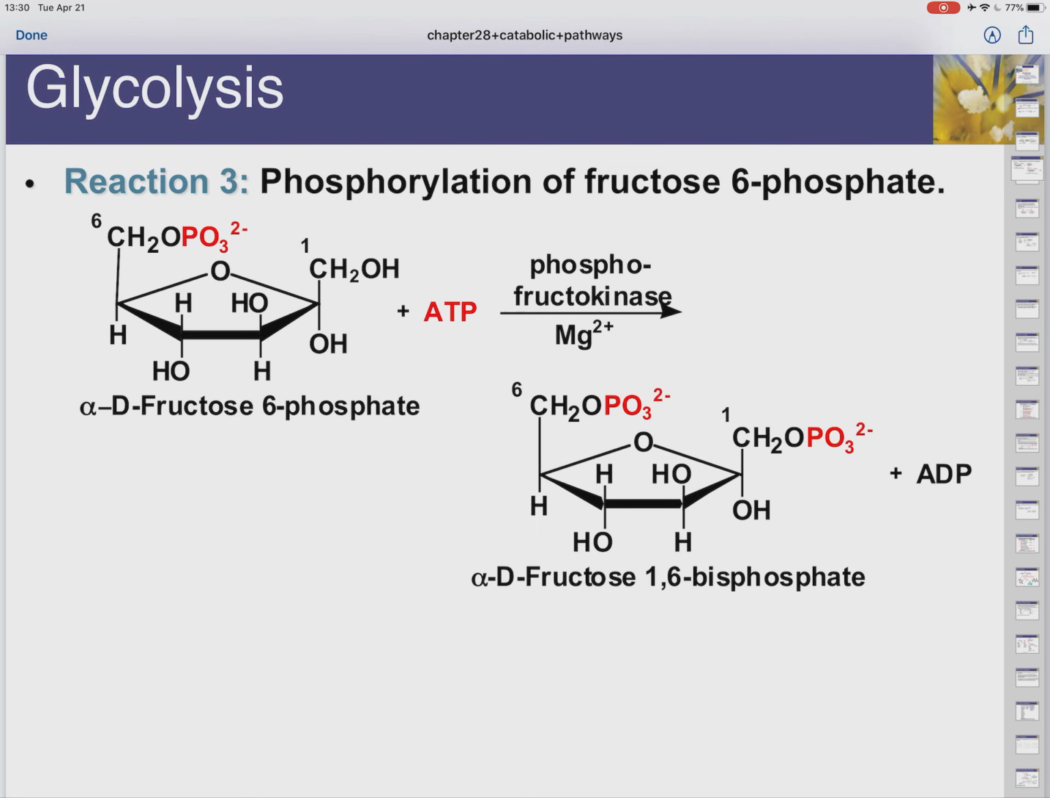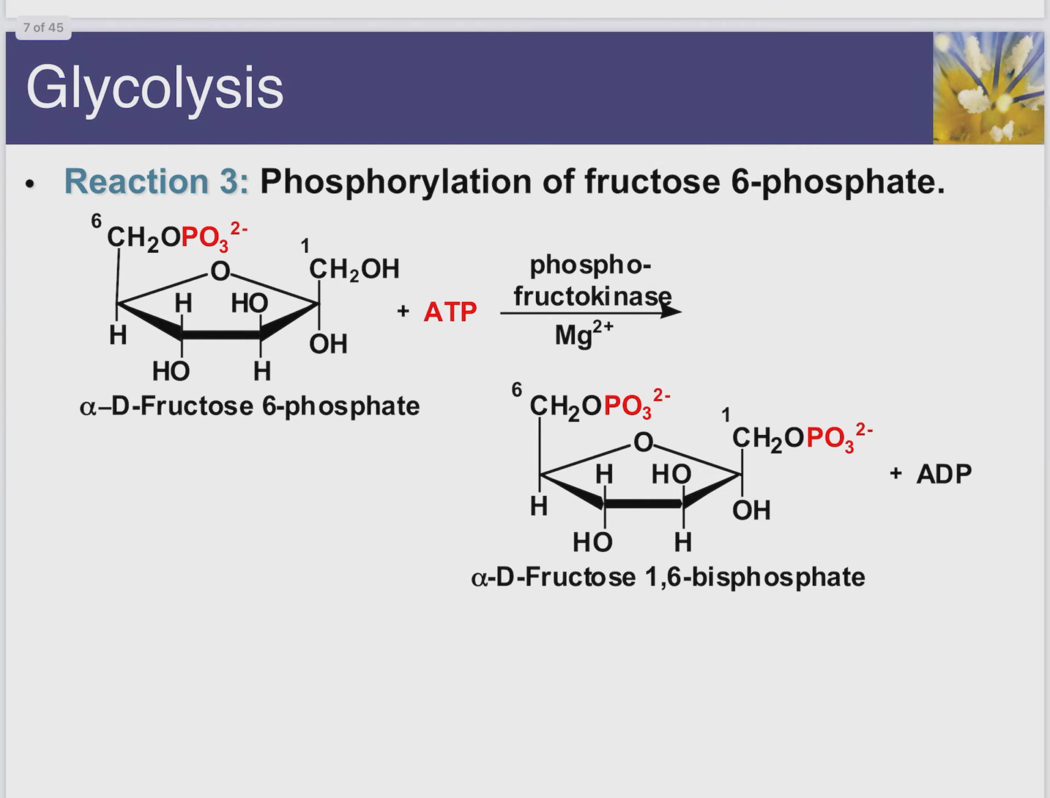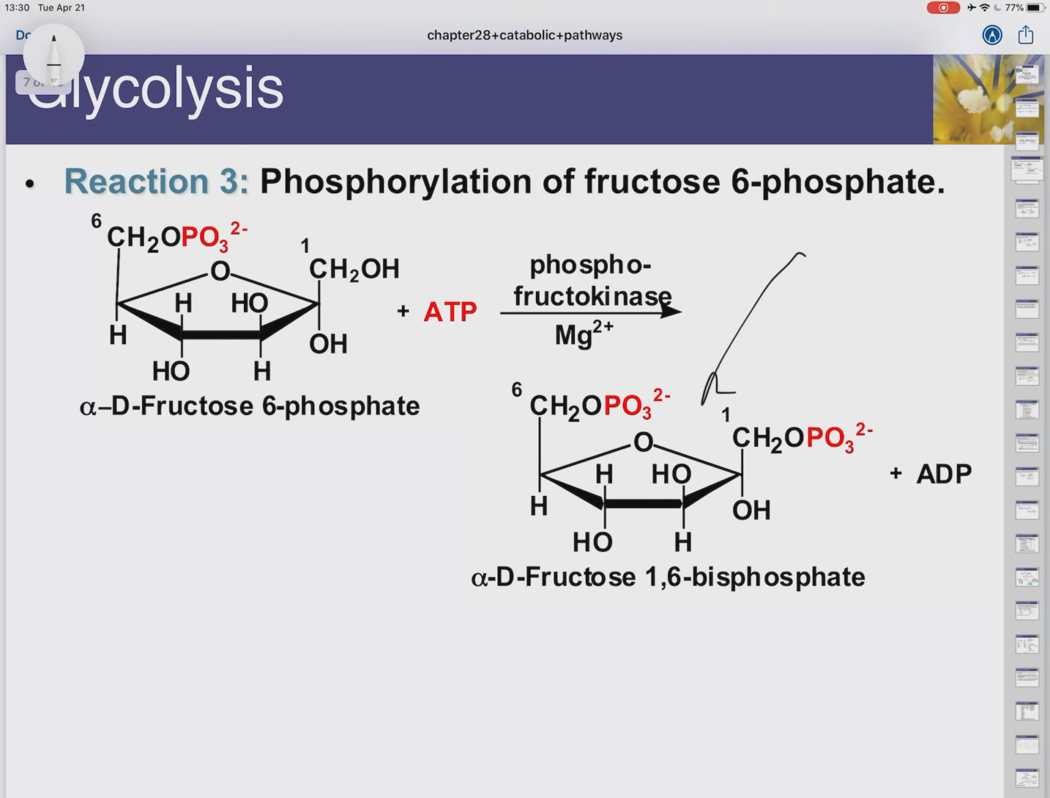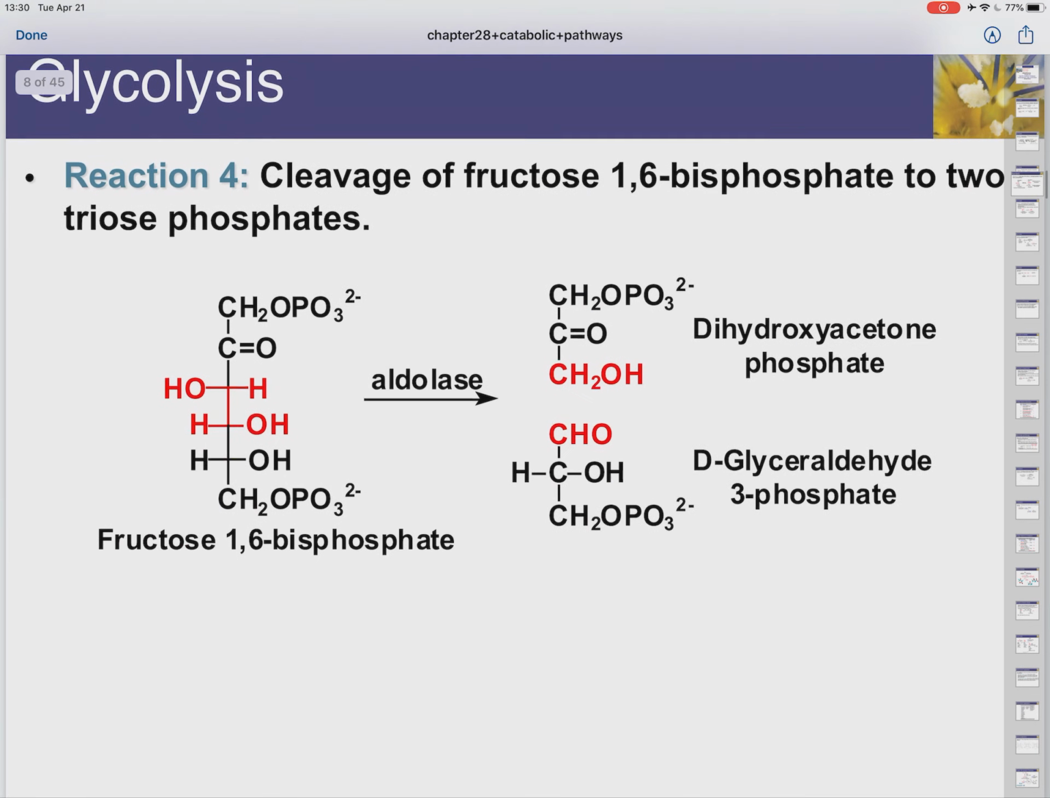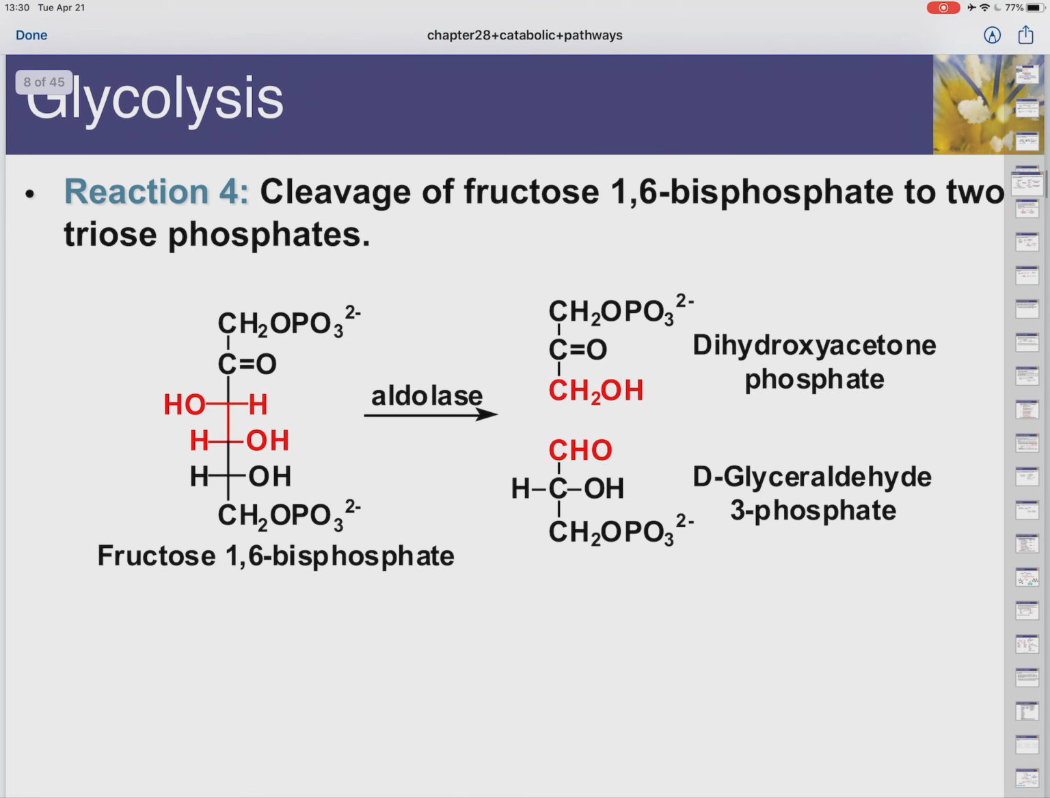Reaction 6. This is the reaction that basically commits glucose to glycolysis. There's no going back after doing this. So this costs ATP. We're going to add another phosphate group, and now we have fructose 1,6-bisphosphate. So now we are committed to glycolysis. It's a high energy molecule. This one we're going to break down.